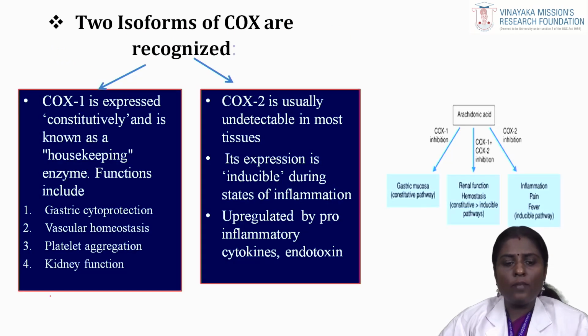There are two isoforms, as I told previously, COX-1 and COX-2. COX-1 is expressed constitutively and is known as the housekeeping enzyme. The functions include gastric cytoprotection, vascular homeostasis, platelet aggregation and kidney function. COX-2 is usually undetectable in most tissues.